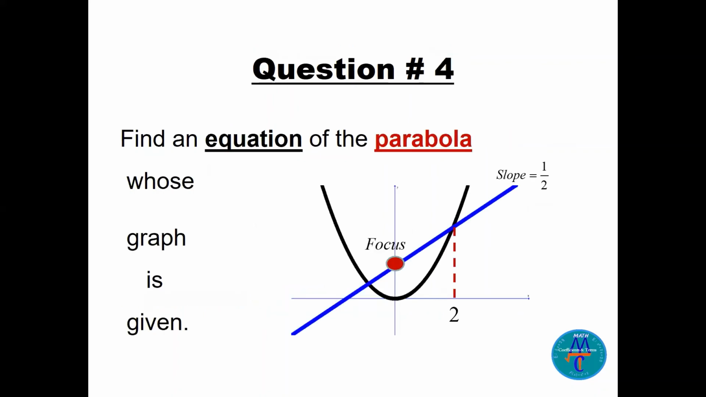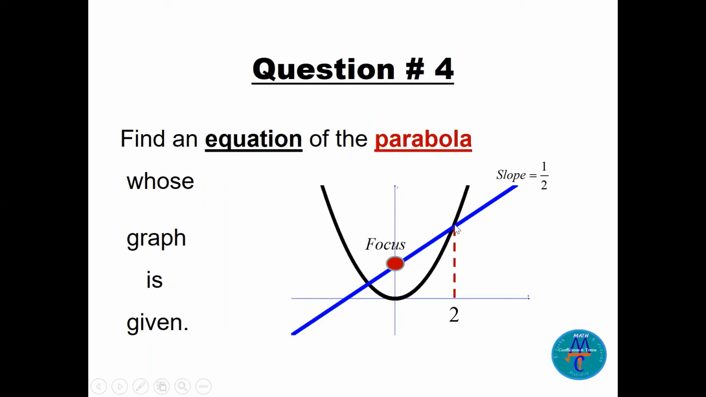This one is easy and not easy. You can check it later. Find an equation of the parabola. We have a parabola here, easy. The vertex at the origin, (0, 0). But we don't have the focus. There is a point here, focus. And then there is a line here, passes through the focus. And this line has a slope half.